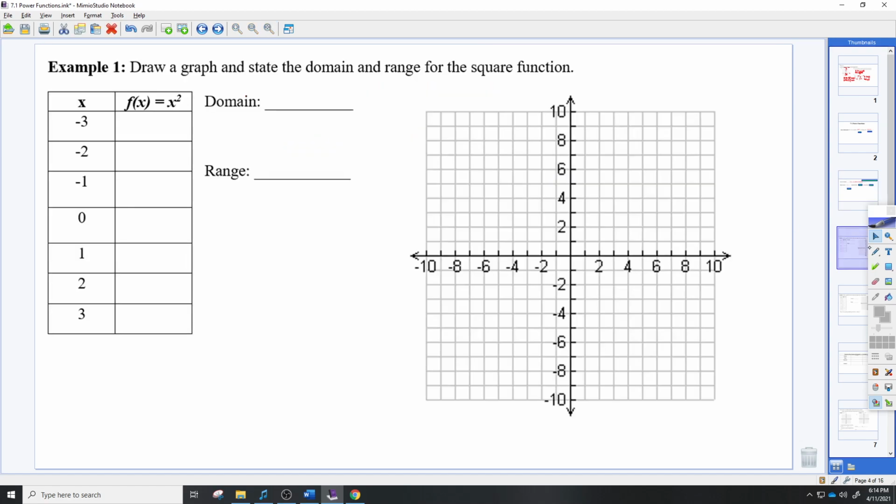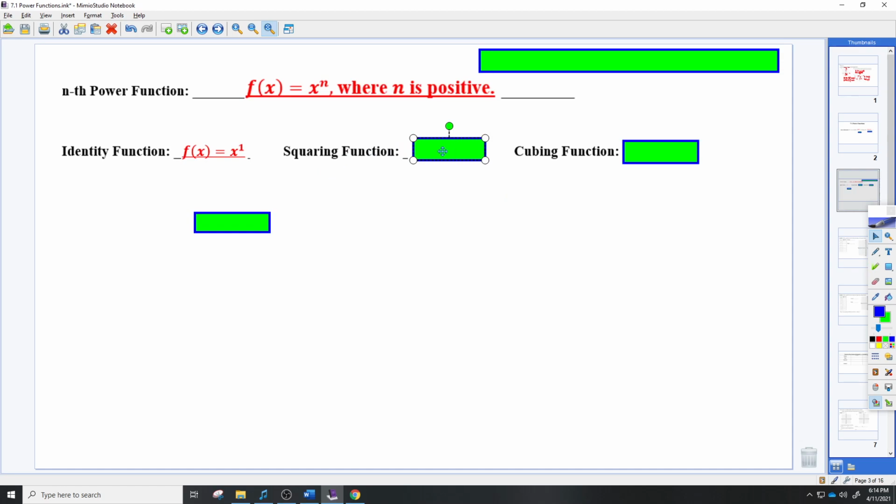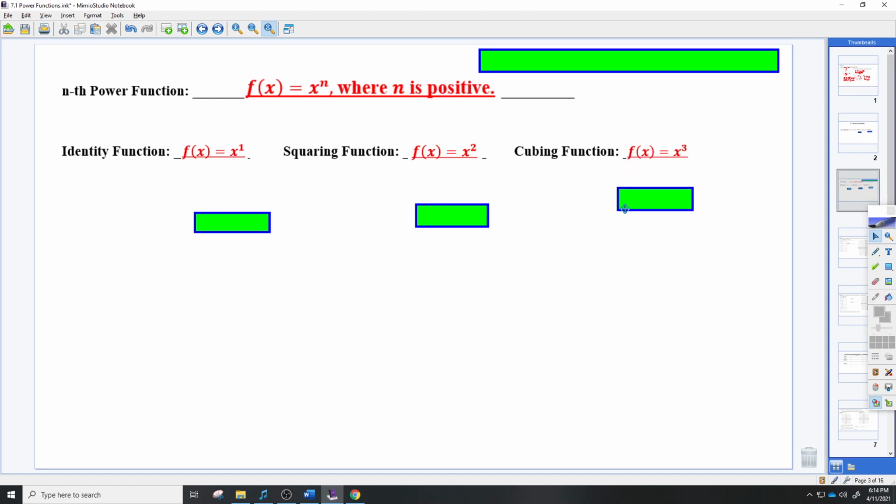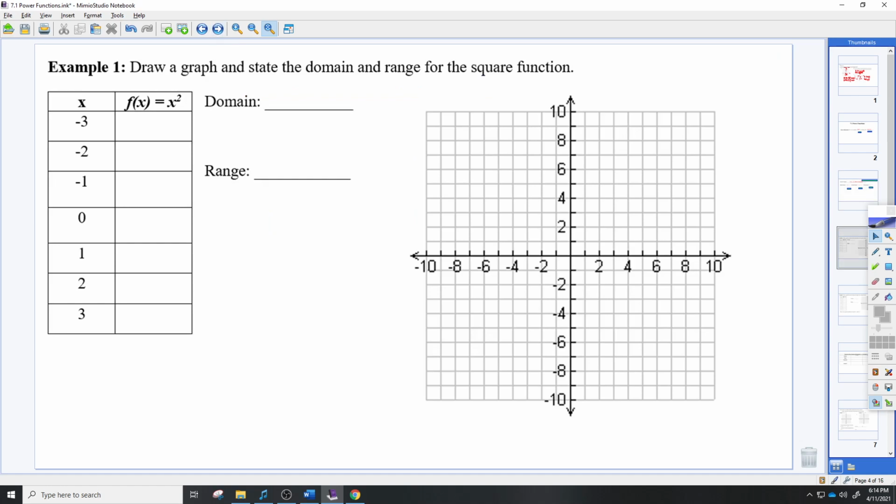Squaring function, think of something that's being squared. So that's just going to be x squared. And then the last one that has a specific name is called the cubing function. Think about x cubed, which is a 3. So we're going to practice graphing some of these.